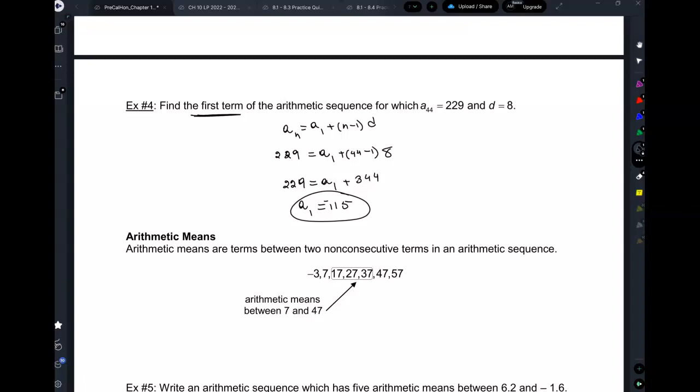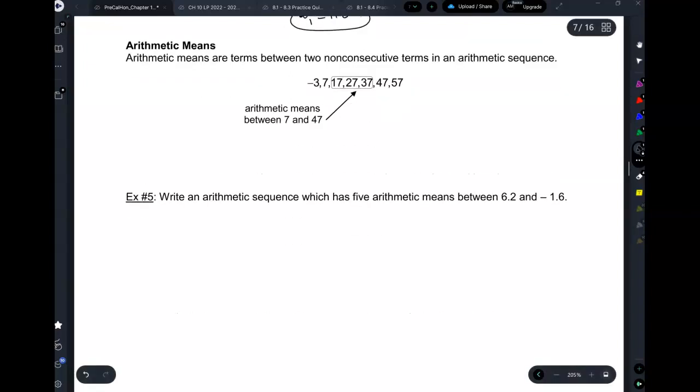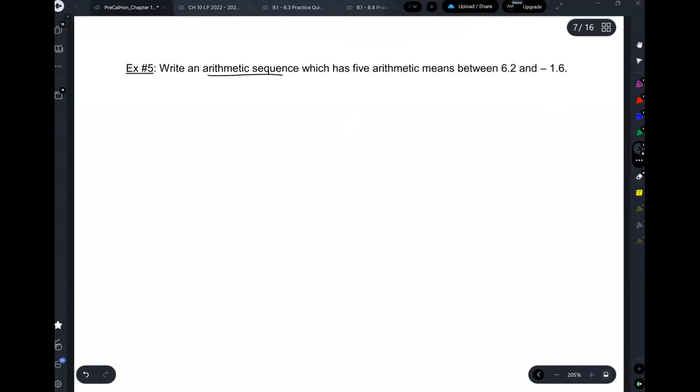So, arithmetic means. When you have an arithmetic sequence, and suppose you take two random numbers that are non-consecutive, all the other numbers that come between them are called the arithmetic means between those two, right? So these numbers are the arithmetic means between 7 and 47, okay? Now take a look at this. Write an arithmetic sequence which has 5 arithmetic means between 6.2 and negative 1.6.